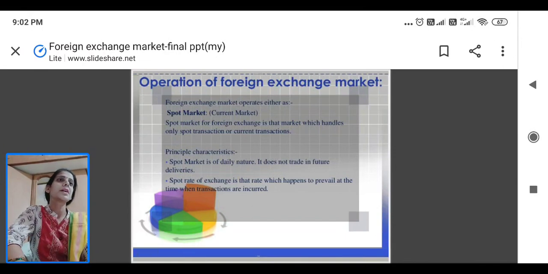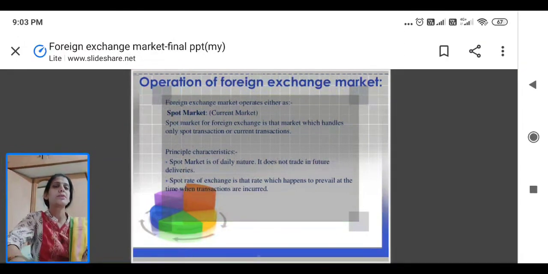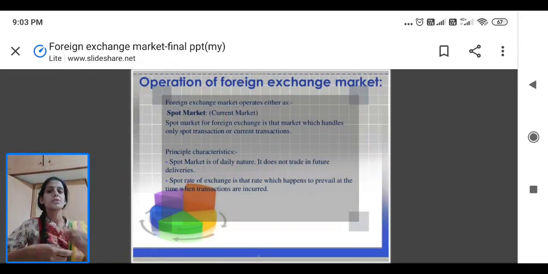So the forward market for foreign exchange is that market which handles such transactions of foreign exchange as are meant for future delivery. This transaction is meant for future delivery, meaning we have some transactions which we are willing to do on a future date. So those transactions we can see in the forward market.